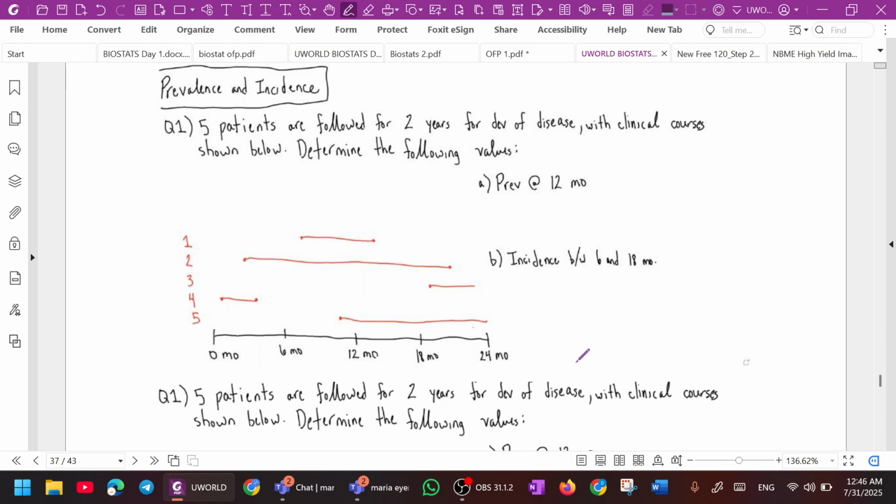Can you tell me the incidence again? I just forgot these things. The incidence part is among the patients at risk, so among the patients that don't have the disease, which ones developed the disease over that period? So in 6 to 18 months. So 1, 2, and the 5. Among these three.